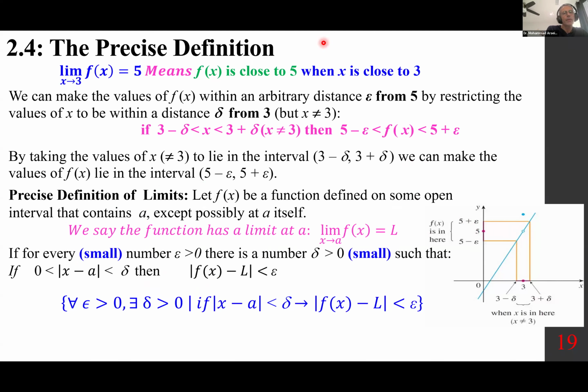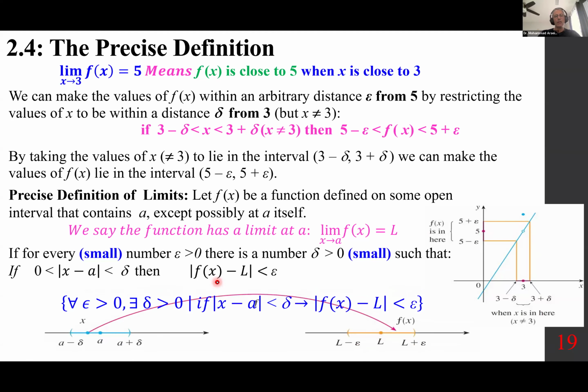Precise definition of limits. Let f of x be a function defined on some open interval that contains a, except possibly at a itself. We say the limit of f of x as x approaches a is L, if for every small number epsilon larger than 0, there's a number delta larger than 0, both of them very small numbers, such that if the absolute value of x minus a is between 0 and delta, then absolute value of f of x minus L is less than epsilon.